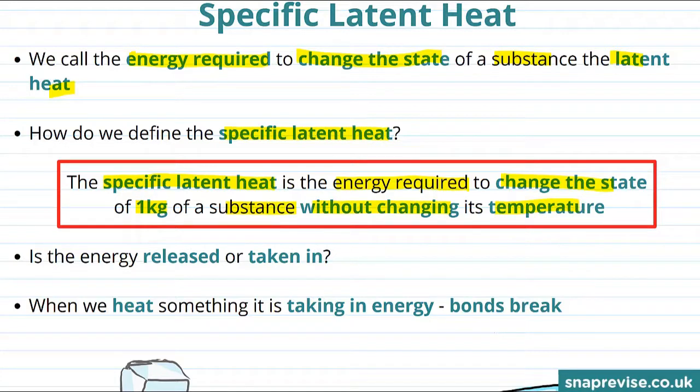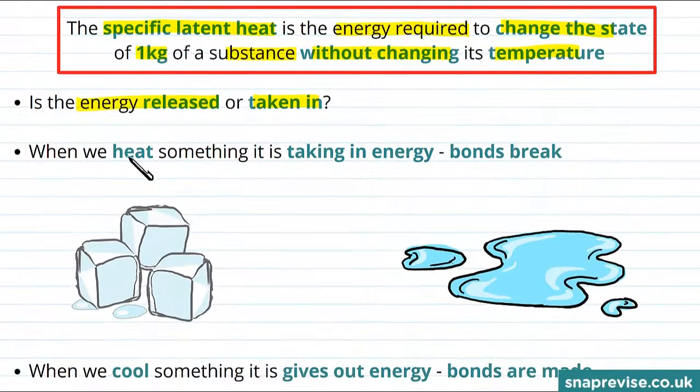its temperature. One interesting thing is that we have this energy change, but we know that we can change between states in both directions. And in one of the directions, energy is going to be released, and in the other direction, energy is going to be taken in. Let's see how this works. Well, when we heat something, it's taking in energy to break the bonds. When we leave ice out in the warm, it takes in thermal energy from the surroundings, and this thermal energy goes into breaking the intermolecular bonds it has that keep it so rigid.